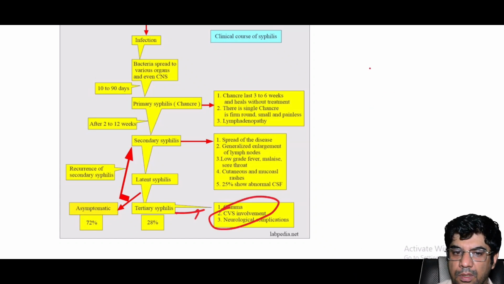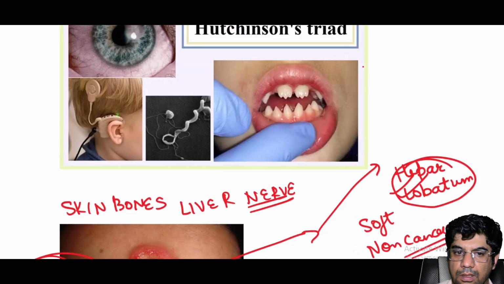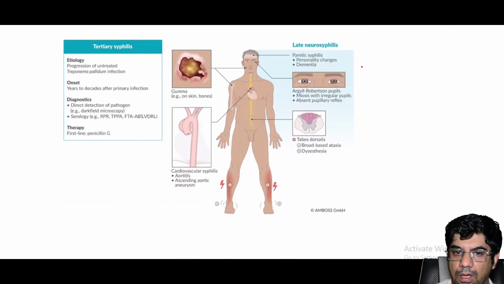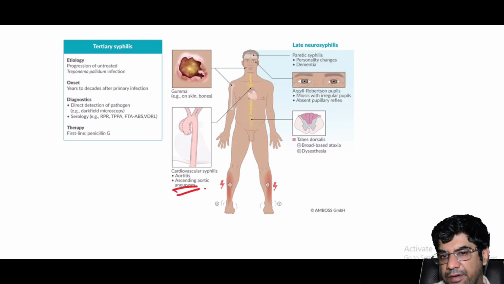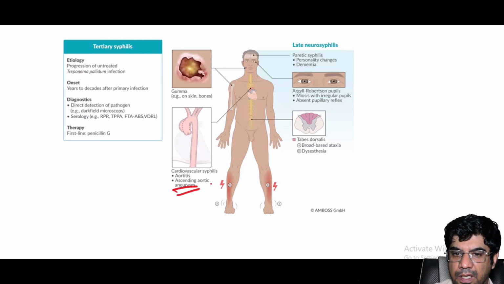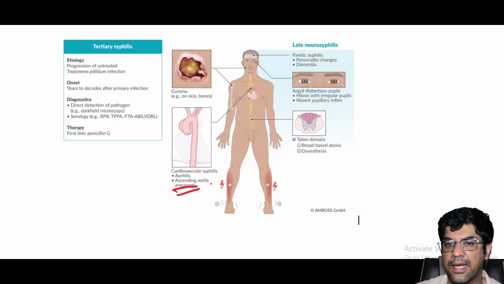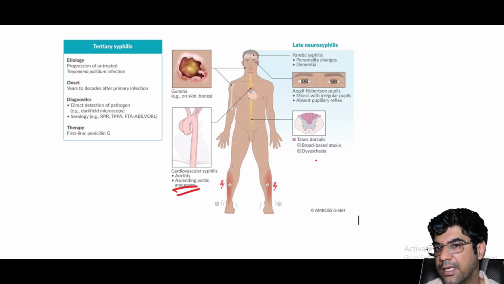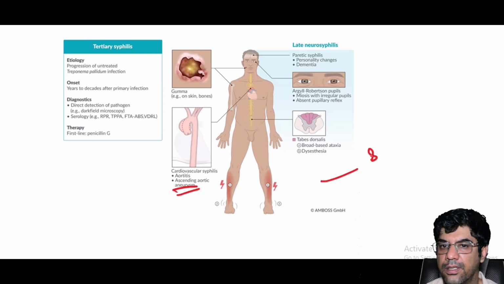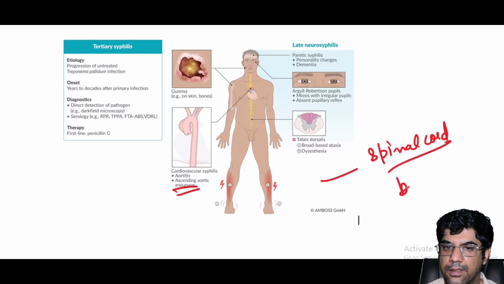In cardiovascular syphilis, you will see aortic aneurysm, incompetency of the aortic valve, and narrowing of the coronary ostia, whereas neurosyphilis can affect the meninges, tabes dorsalis, that affects the spinal cord, and it can affect the brain.